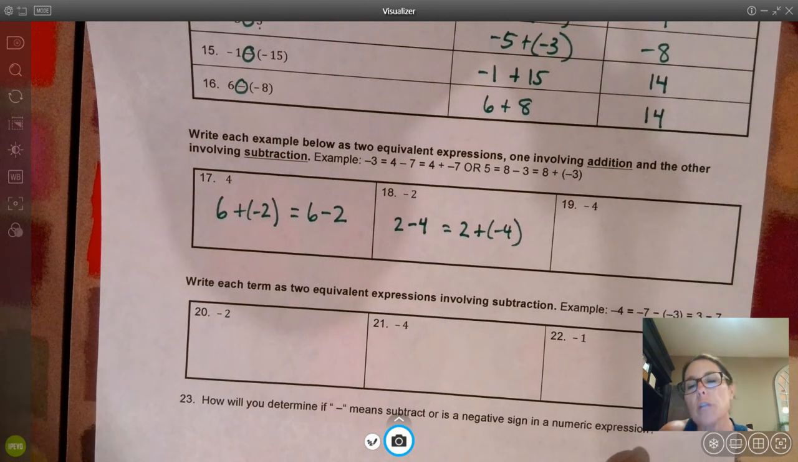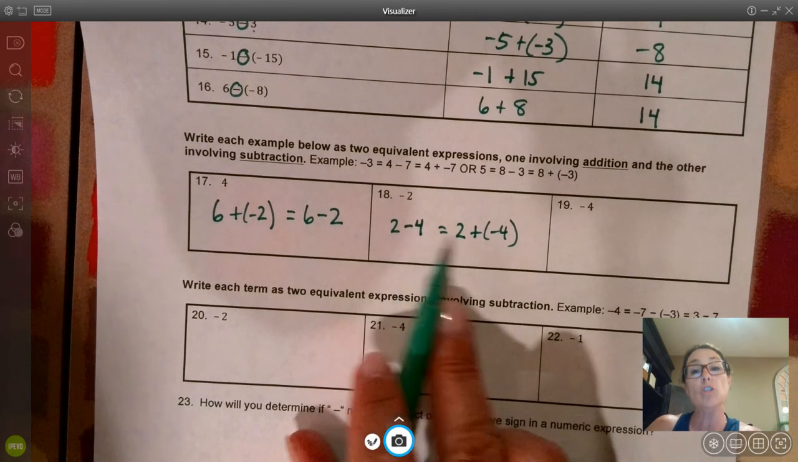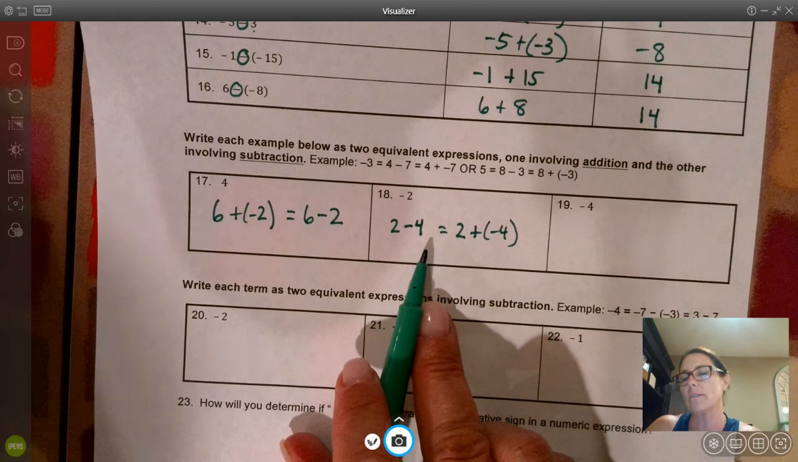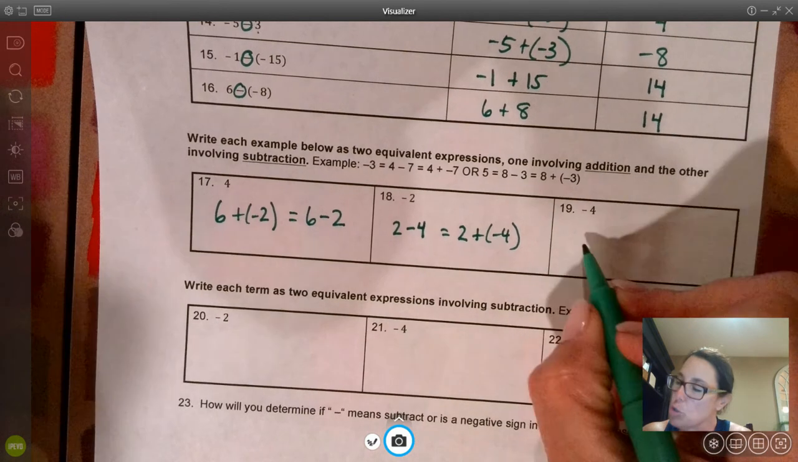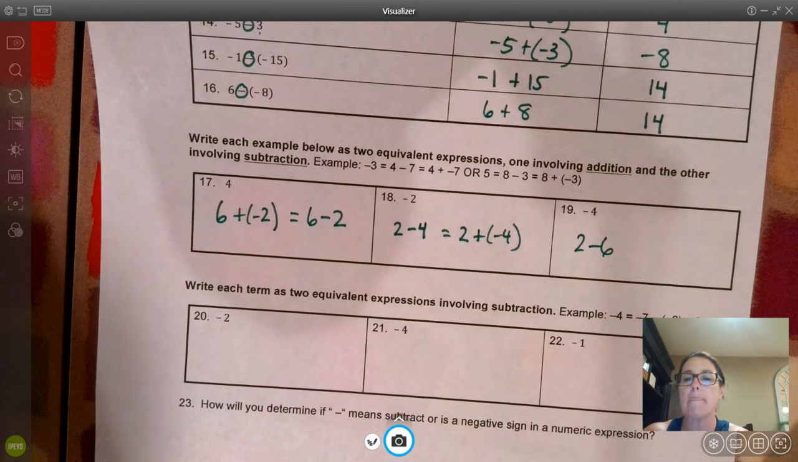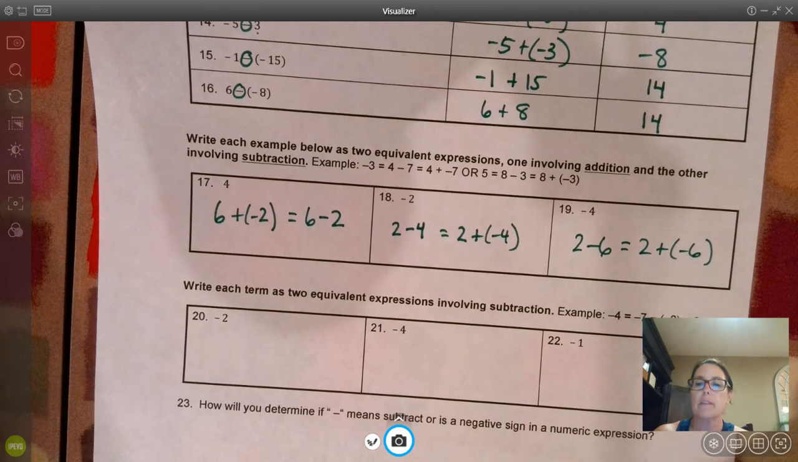You may understand one more than the other. It's important to know how to go back and forth so you can arrange it to whatever makes more sense for your brain. Okay, -4. I'll go 2 minus 6. That's the same as 2 plus -6.